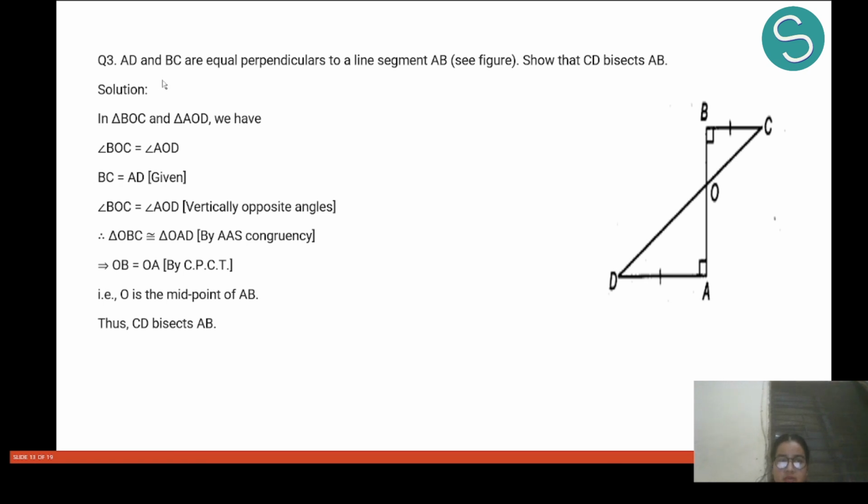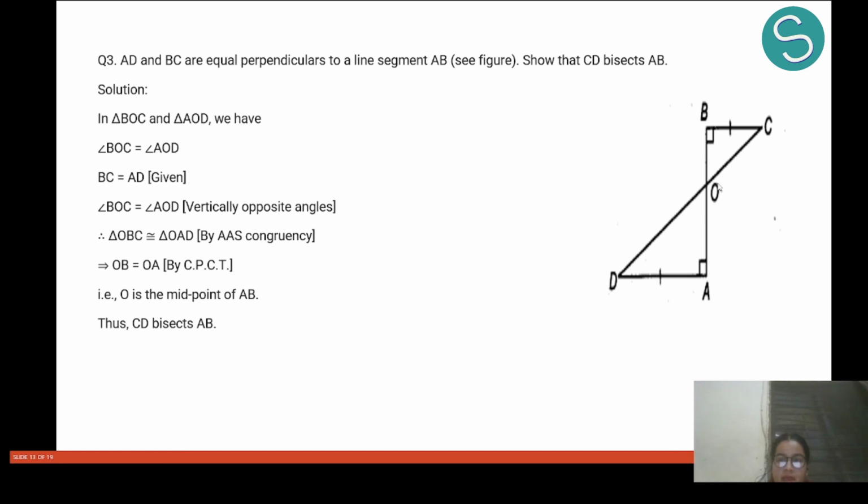Now question 3: AD and BC are equal perpendiculars to a line segment AB, and then we have to show that CD bisects AB. So what is given is that AD equals BC, and in triangle OBC this angle B is 90 degrees, and in triangle OAD this angle A is 90 degrees. And these two are vertically opposite angles. Angle BOC equals angle AOD by vertically opposite angles.